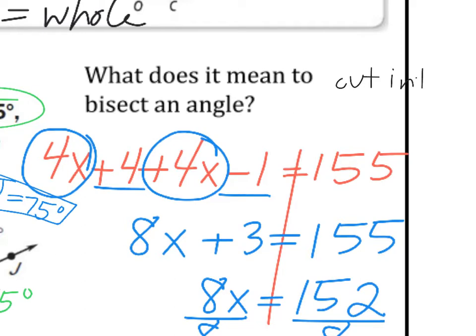Cut into 2 congruent parts. Do not assume that you have an angle bisector. The only time you know it's an angle bisector is if the angles are marked as such or if it tells you. Just because it looks like it, you can't assume that. And angles do not have midpoints. Segments have midpoints, but angles have bisecting rays or lines.